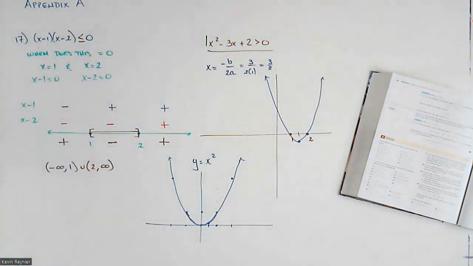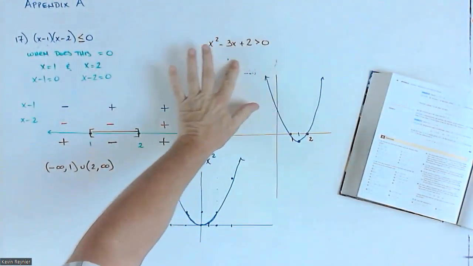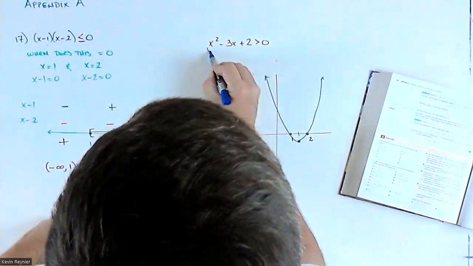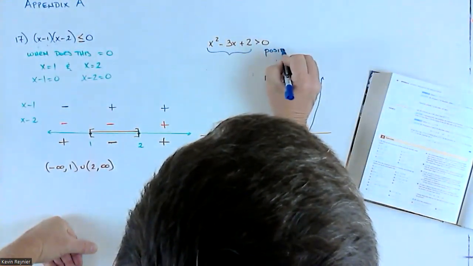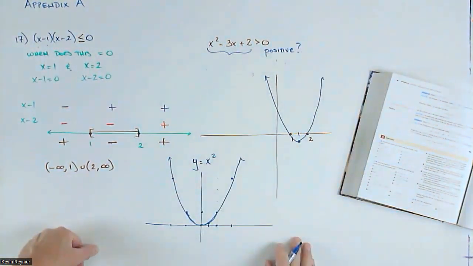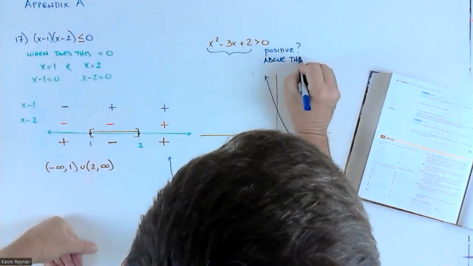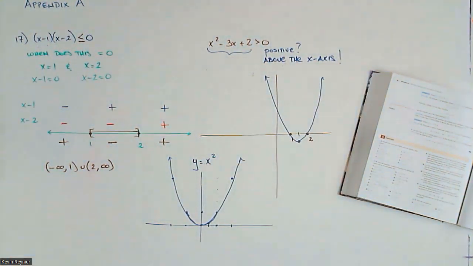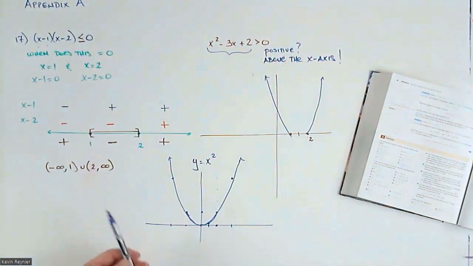Now don't lose the forest for the trees here. We're trying to solve this inequality. Well, what does this inequality say? It says, when is the parabola positive? Positive means above the x-axis. That's what positive means. Well, if we take a look at this picture, there's where it's above the x-axis. And you know what's funny about that?